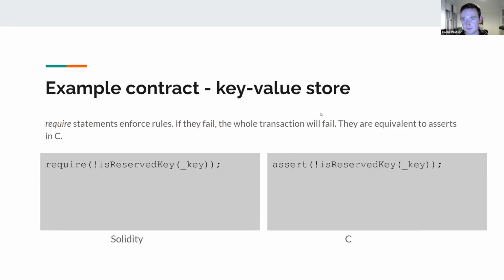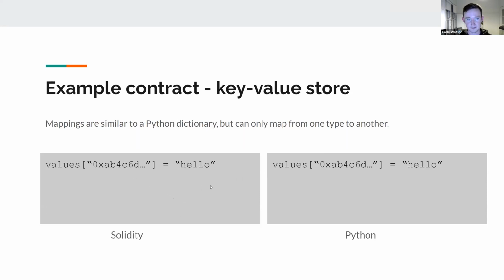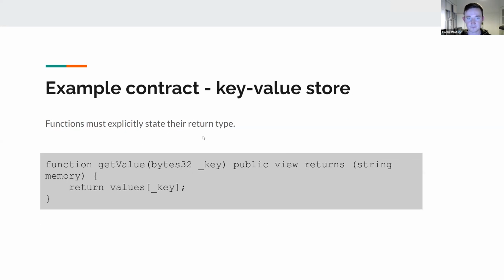Okay, so then some more about requirements. So it's like an assert in C, or there's assert in Python as well. And that's how the mappings work. That's fine. Okay, now let's look at get value.